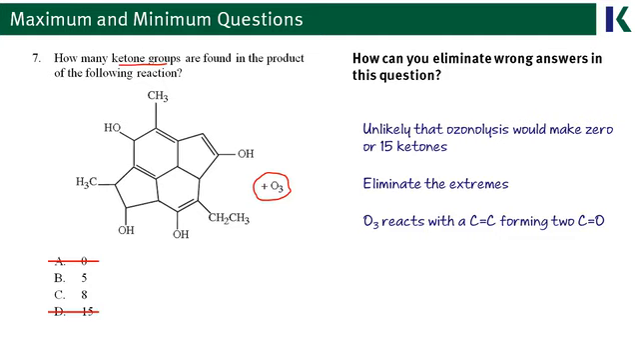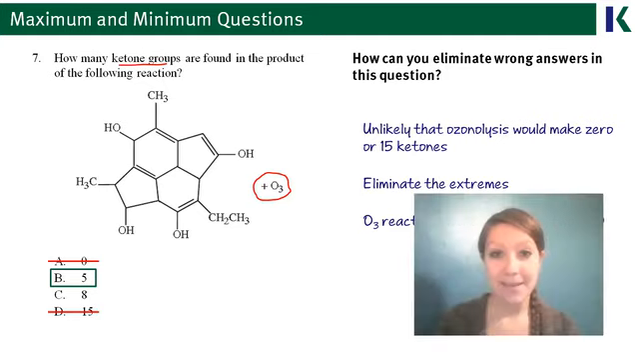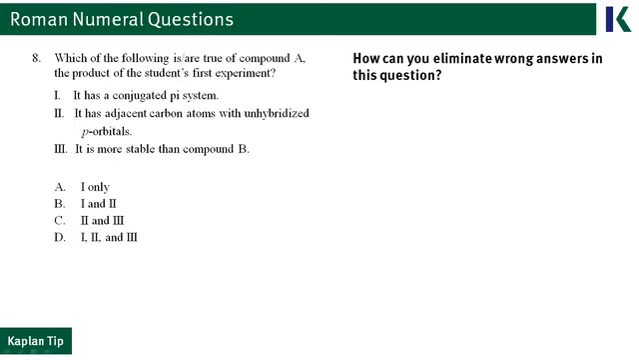For your reference, however, just in case you do want to figure this one out, the correct answer here happens to be 5. The products of the reaction are 5 ketones, 1 aldehyde, and 2 carboxylic acid groups. Again, the main takeaway here from questions 6 and 7 is you can look at a question like this and easily eliminate down to 2 answer choices and have a 50-50 chance of getting that question right, even if you have to guess.